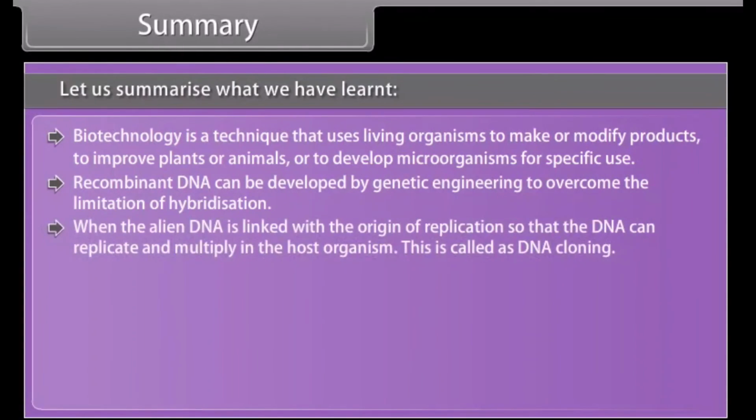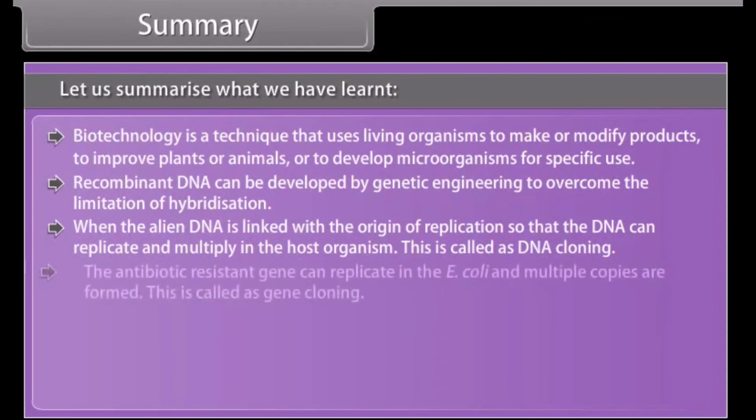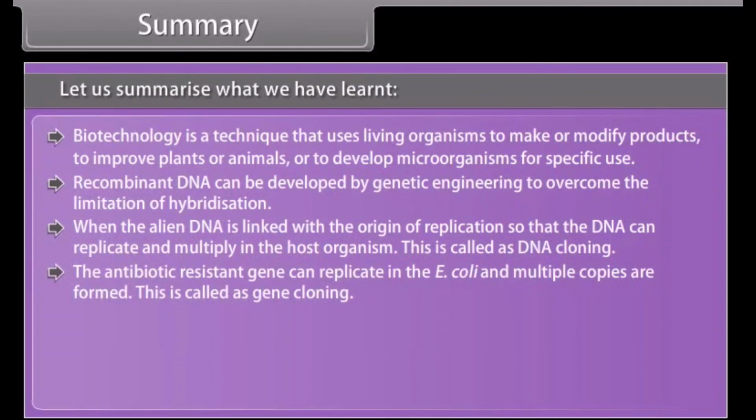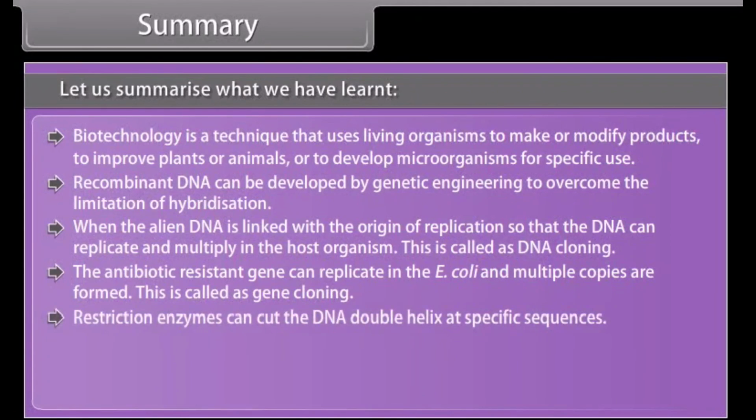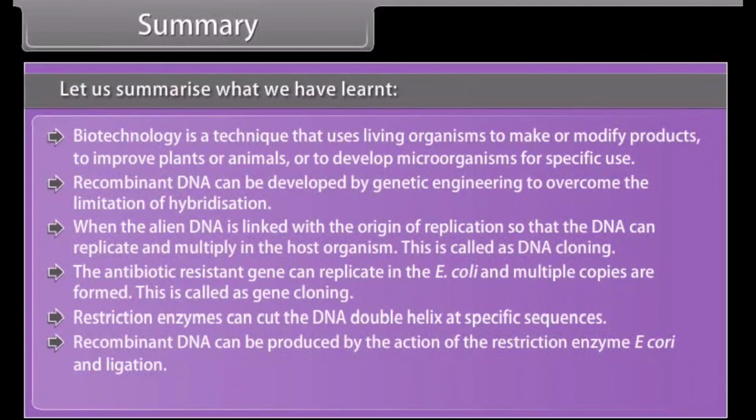When the alien DNA is linked with the origin of replication so that the DNA can replicate and multiply in the host organism, this is called DNA cloning. The antibiotic-resistant gene can replicate in E. coli and multiple copies are formed. This is called gene cloning. Restriction enzymes can cut the DNA double helix at specific sequences. Recombinant DNA can be produced by the action of the restriction enzyme and ligation. Gel electrophoresis is used to separate DNA fragments.